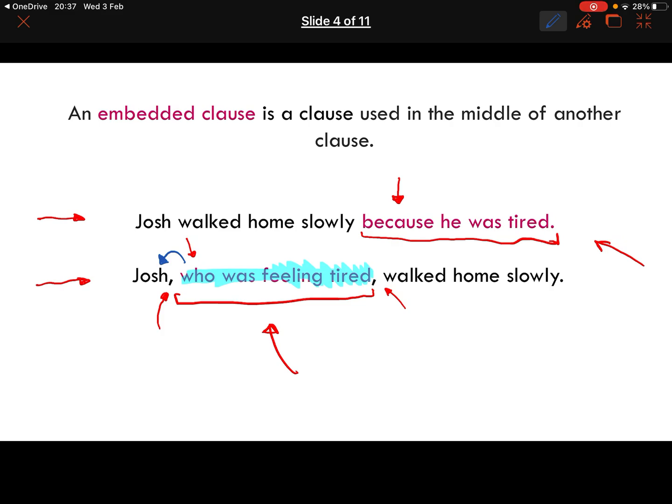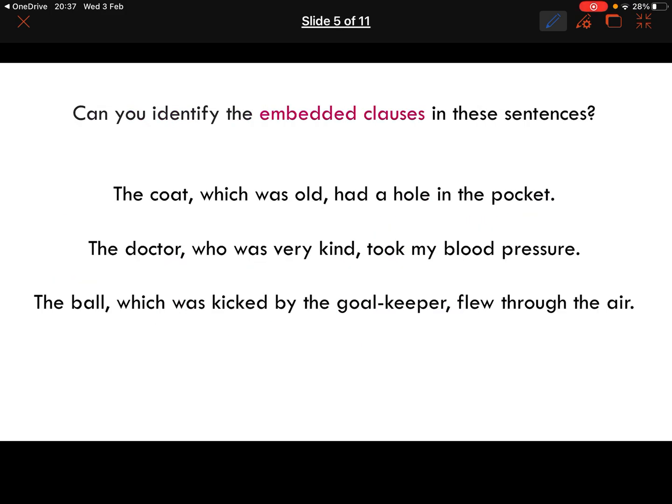The main thing I want you to take out is that it's in the middle and we surround it with commas. We're embedding it. To embed something means to put something in something else. If you embed your foot in the dirt, you put your foot in there and it gets stuck. So here we go. We have our embedded clause. Can you identify the embedded clauses in these sentences? Pause the video. Where are the embedded clauses?